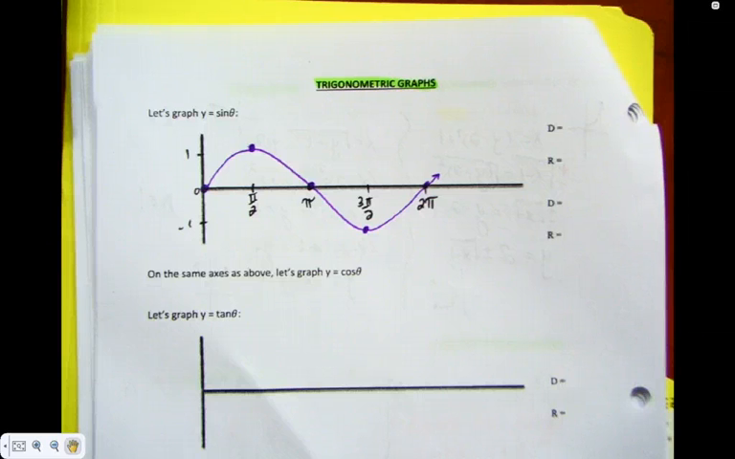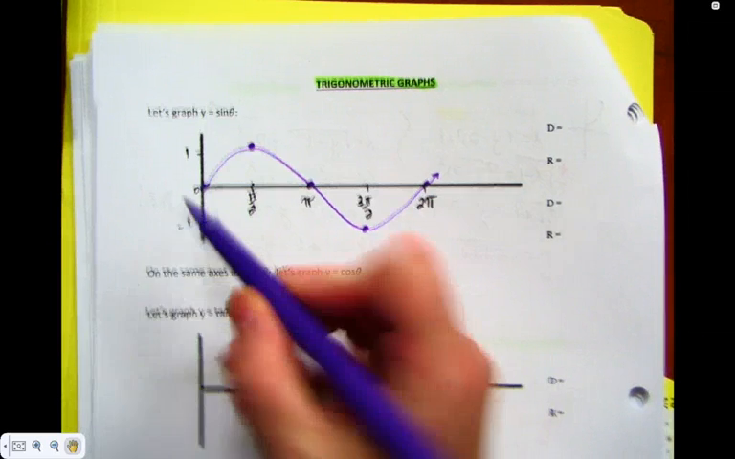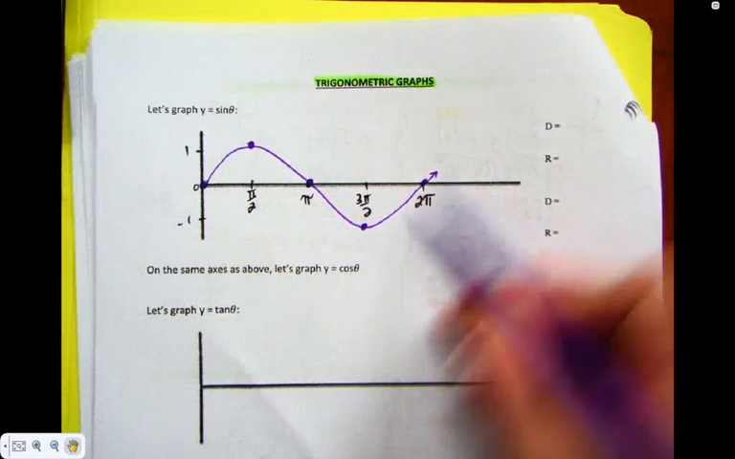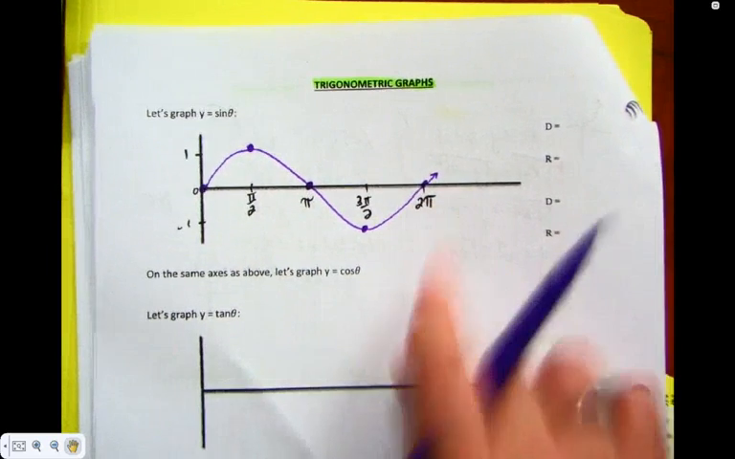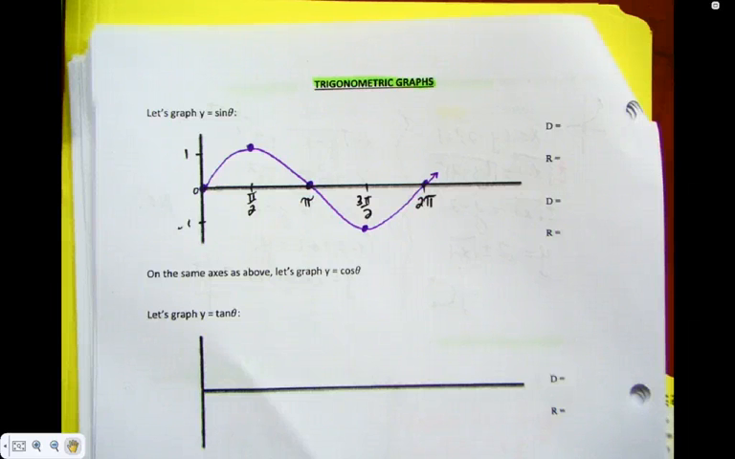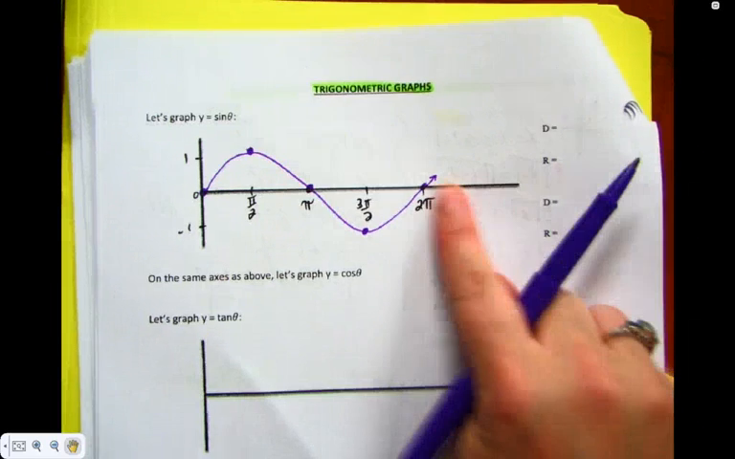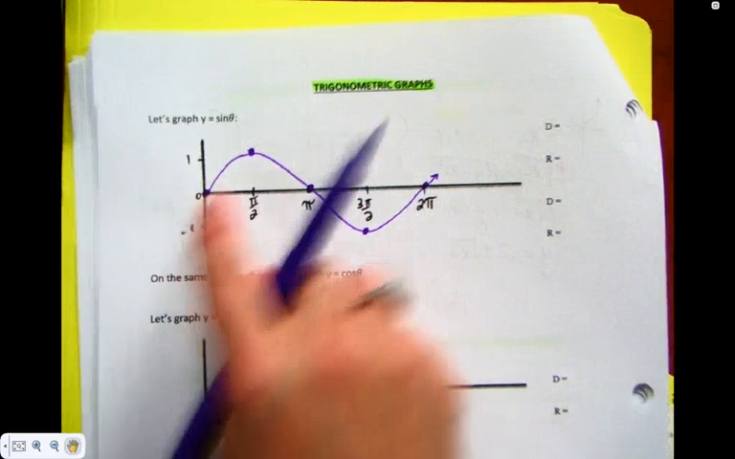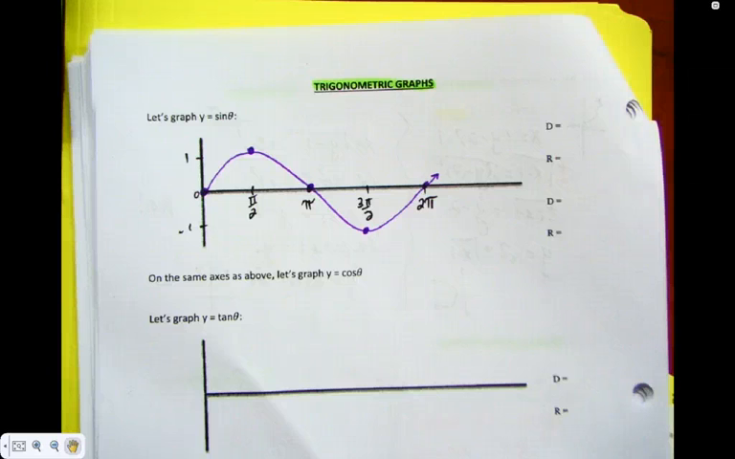This is one revolution of the circle. So if you were to go around the unit circle with sine, you'd start at 0, you'd go up to 1, you'd come back to 0, you'd go down to negative 1, and back to 0. Why the arrow at the end? It keeps going on forever. And I could do the negative side too, I just chose not to.